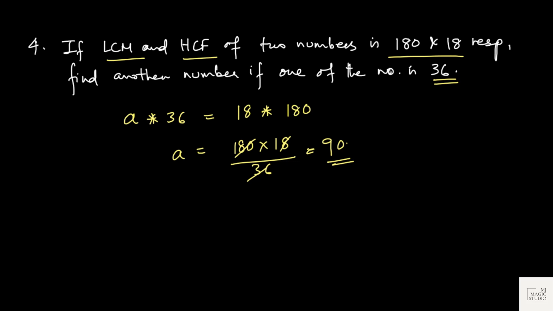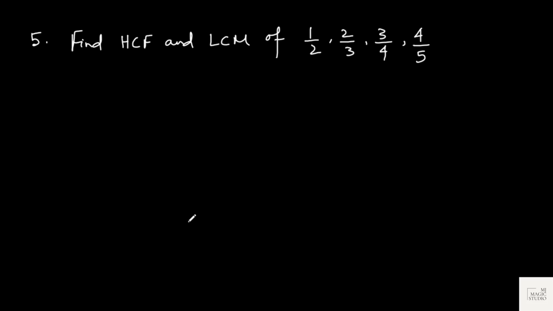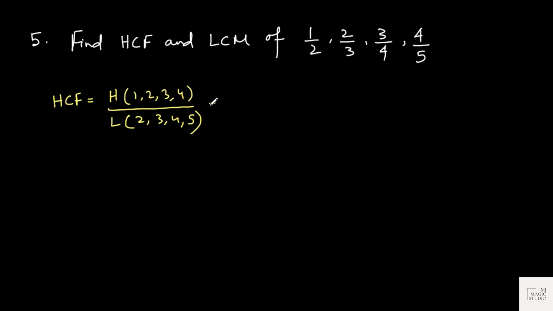Let's take one more on the basics. Now, based on the second property which we have discussed, HCF and LCM of fractions. You may pause it and solve it yourself. It's simple. As far as HCF is concerned, it is HCF of the numerators. We need HCF of 1, 2, 3, 4, and that will be divided by LCM of 2, 3, 4, 5. So HCF of 1, 2, 3, 4 is 1 because only 1 is common here. And LCM of 2, 3, 4, 5: 4 into 3 is 12, into 5 is 60. So HCF of these fractions should be 1 by 60.